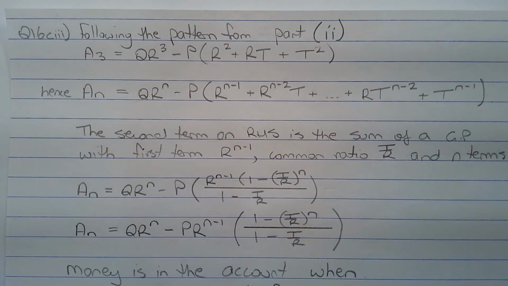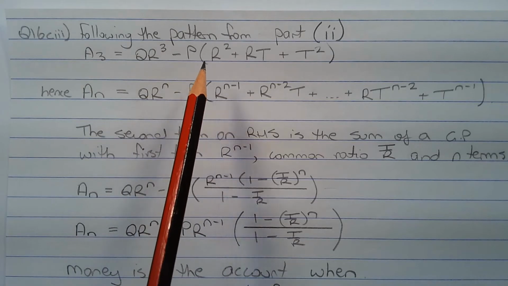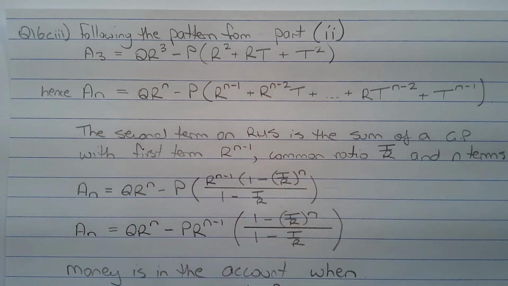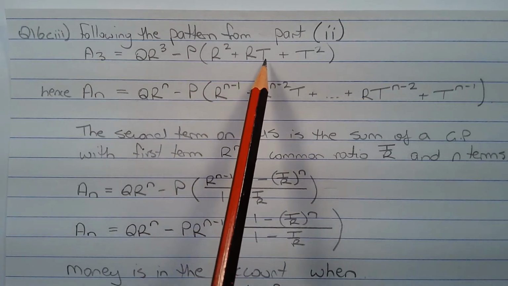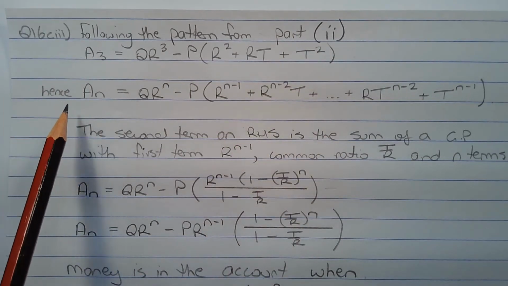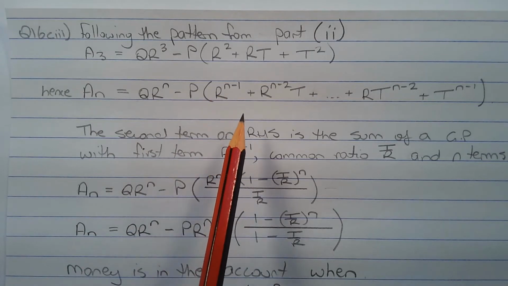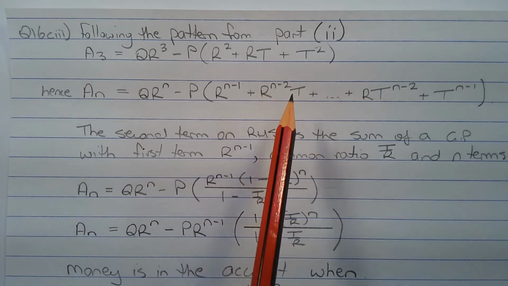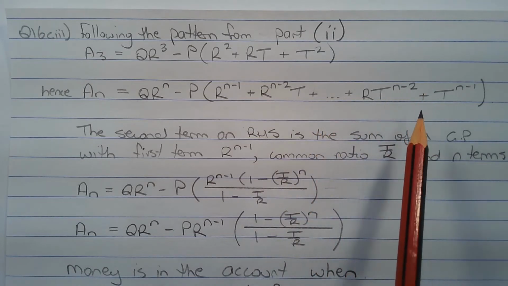We need to come up with a general expression for A_n, which represents the amount in the account after the nth withdrawal. Following the pattern from part 2, that is, A3 is equal to QR cubed minus P times (R squared plus RT plus T squared), where Q is equal to 300,000, R is equal to 1.04, and T is equal to 1.05. From this, we can generalize that A_n is equal to QR to the power of n, minus P times (R to the power of n minus 1, plus R to the power of n minus 2 times T, plus dot dot dot, plus R times T to the power of n minus 2, plus T to the power of n minus 1).